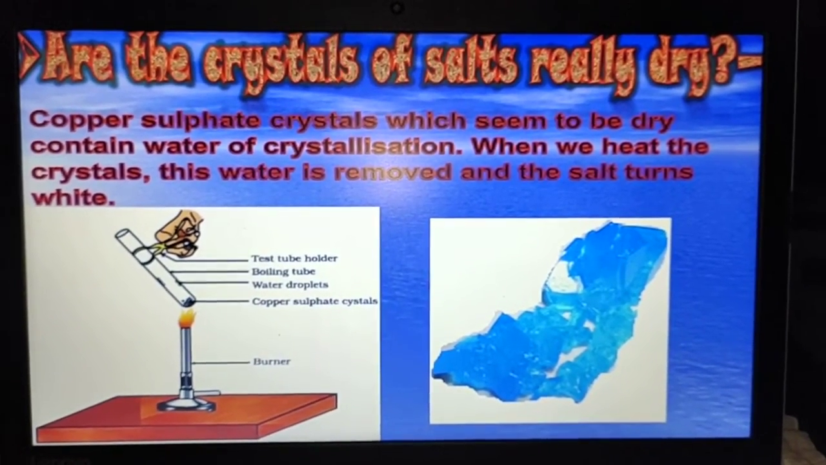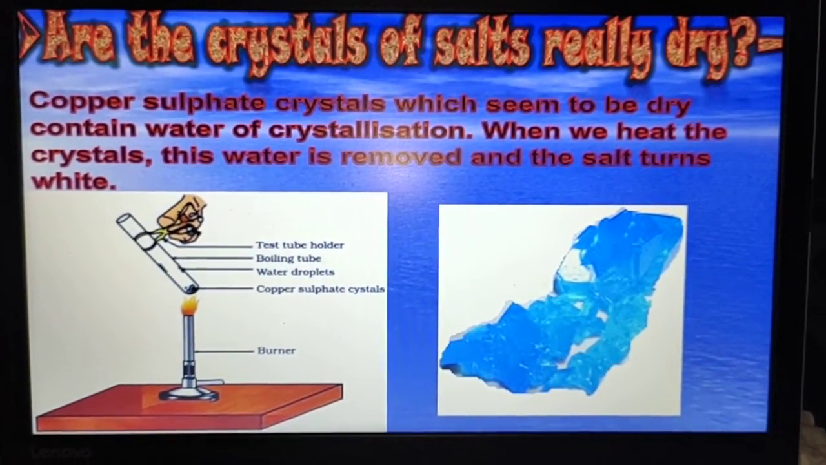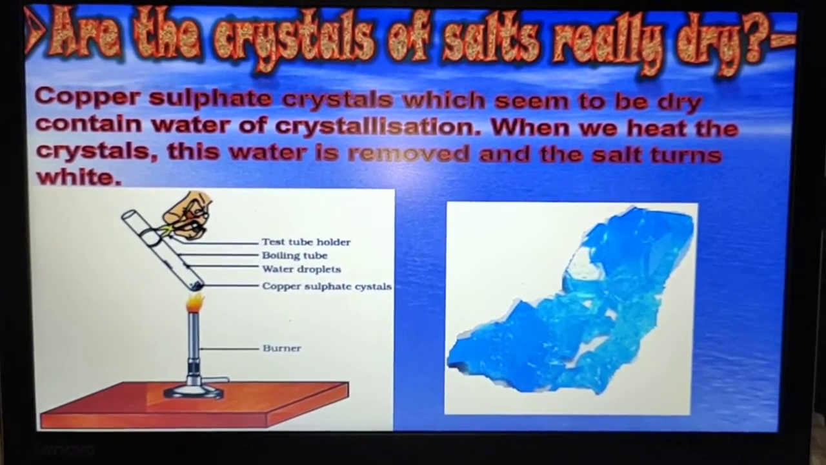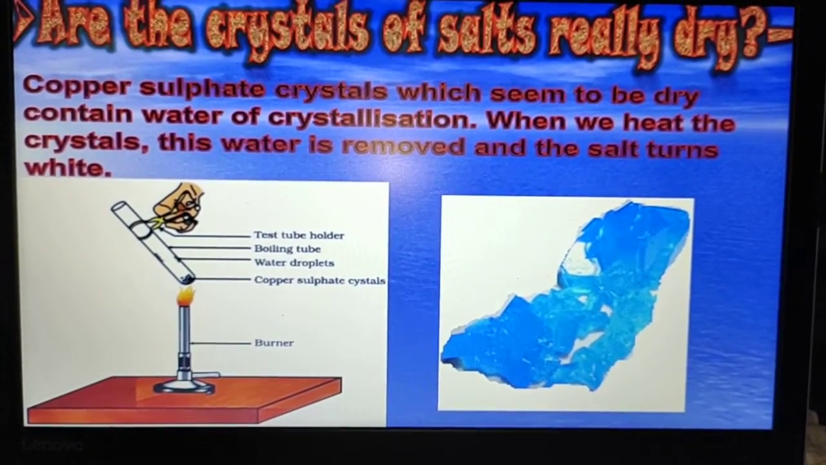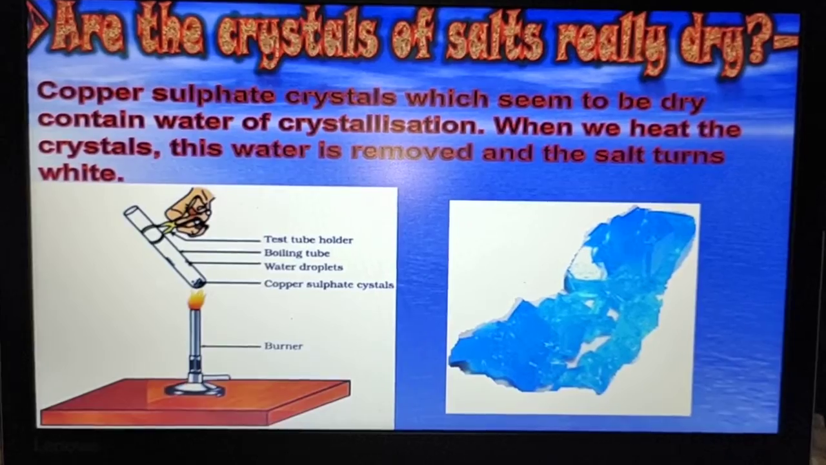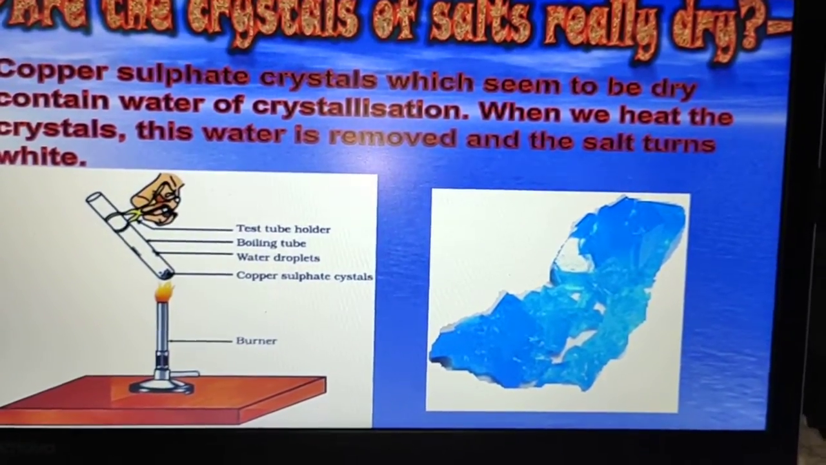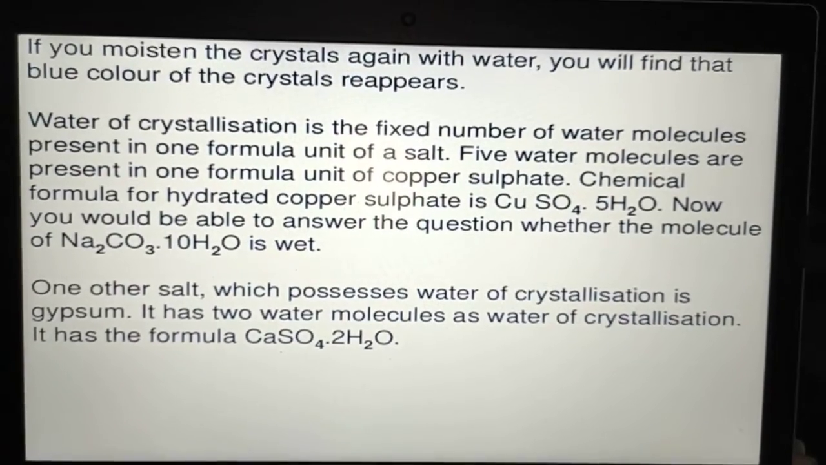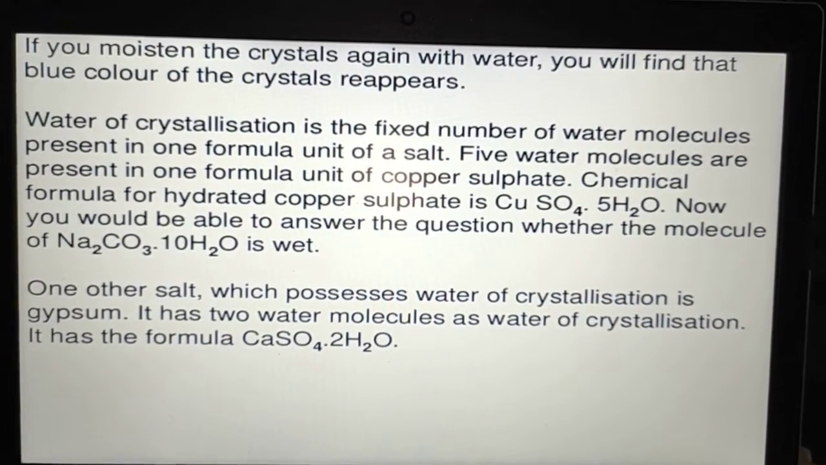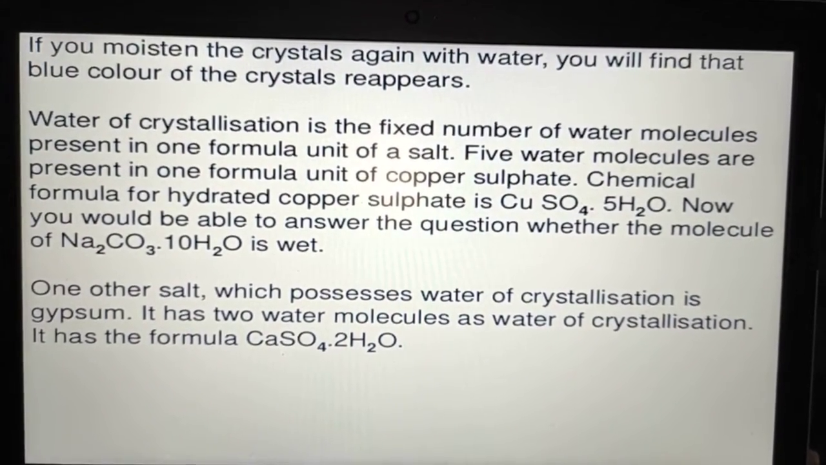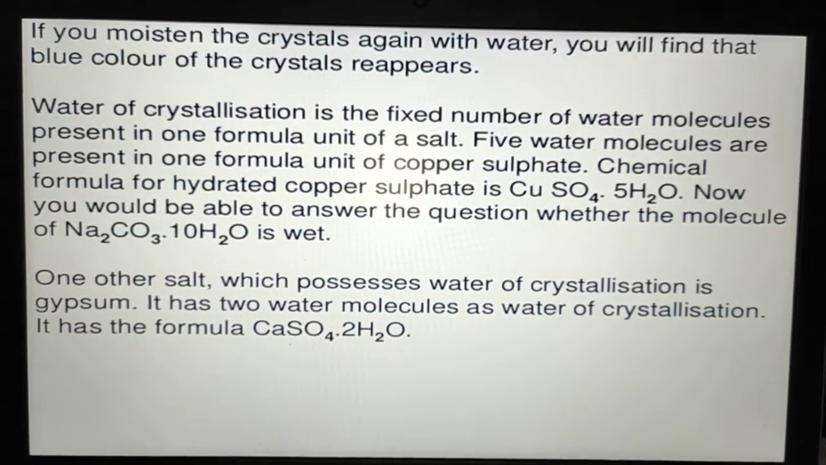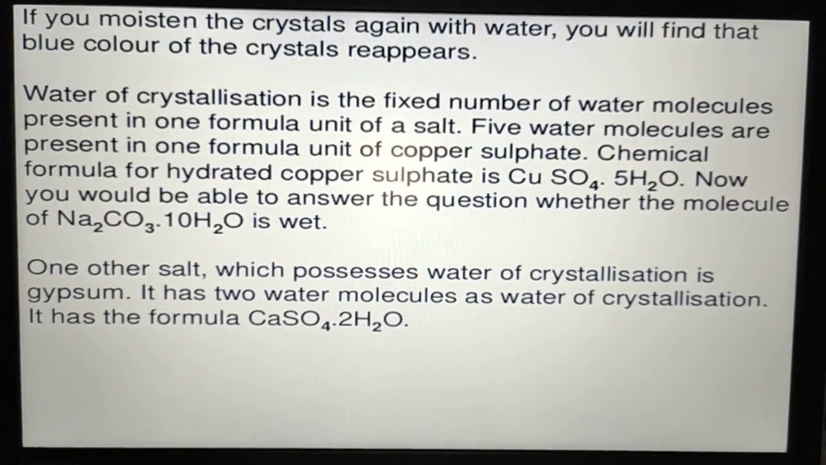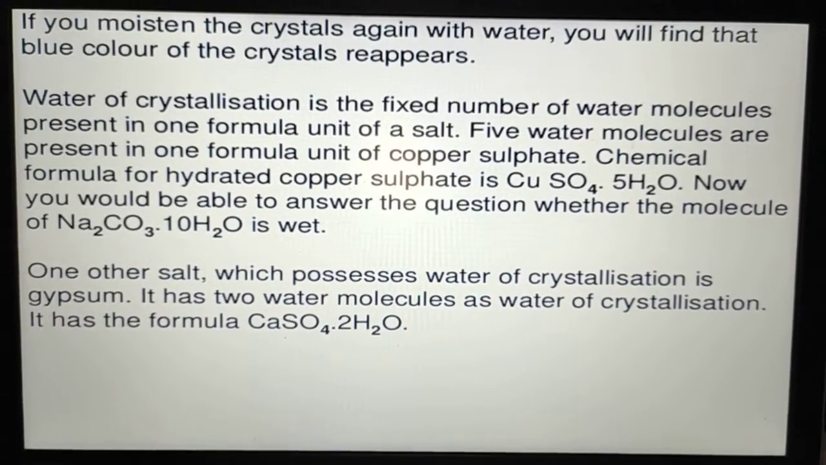Are the crystals of salt really dry? Copper sulfate crystals, which seem to be dry, contain water of crystallization. When we heat the crystal, this water is removed and the salt turns white. So this is the crystal; if we heat it, it becomes white salt. If you moisten the crystal again with water, you will find that the blue color of the crystals reappears. Water of crystallization is the fixed number of water molecules present in one formula unit of salt.